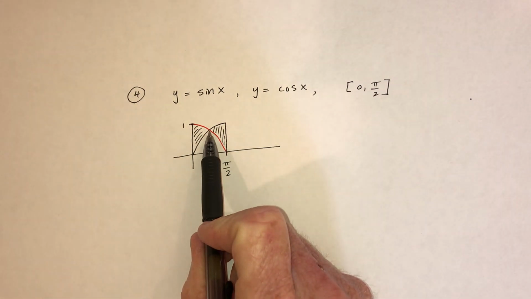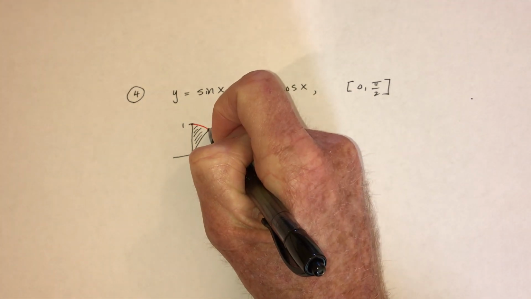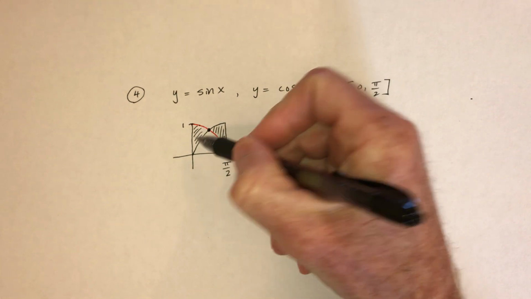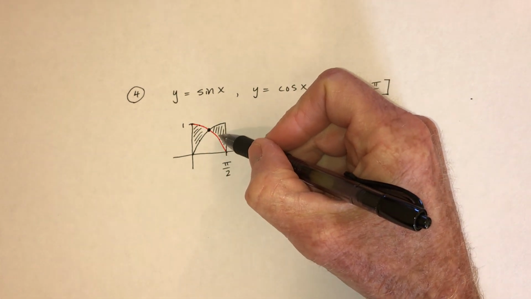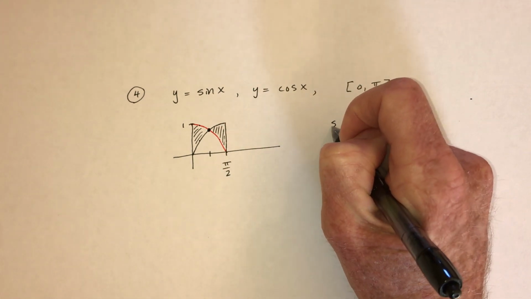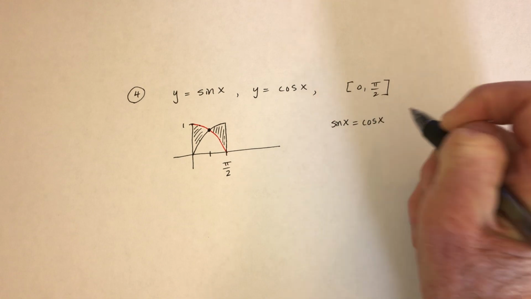So right here, they intersect. So for one thing, I need to know where they intersect, because over here, the cosine is on top, sine's on bottom, and then over here they switch. So I need to know this point right here. So in other words, where does sine of x equal cosine of x?